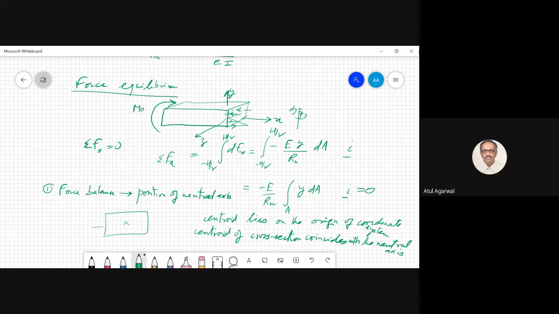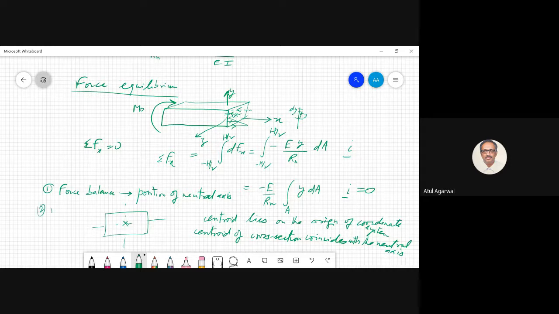You take the middle of both, draw the line through the midpoints of both the sides, and this becomes your neutral axis. So the neutral axis of this cross section will be passing through the centroid of this cross section. So that is the output of this force balance.